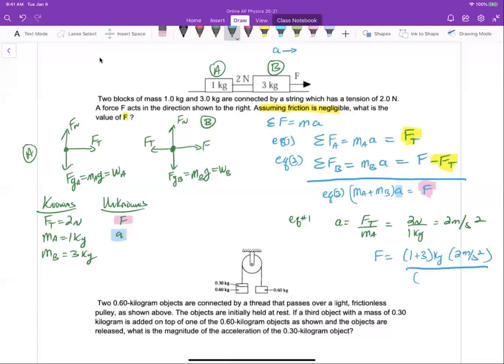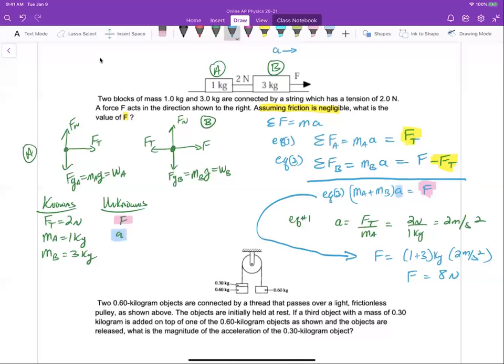No, I'm done. So 4 times 2 is 8. Sorry, I lost track of what I was solving for. Force is equal to 8 newtons. Okay, let me just recap. So I used equation 3. I'm trying to find F.